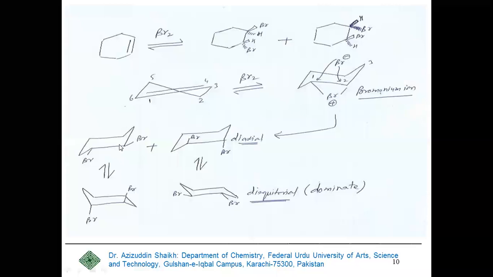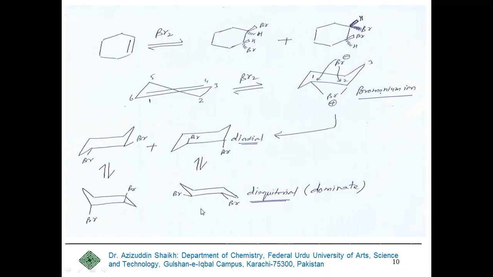Okay, and this is the di-equatorial product, and the diaxial is converted by a reversible process into di-equatorial, and di-equatorial is converted into diaxial products. The di-equatorial product is more stable as compared to the diaxial product. It is dominantly formed. So this is cyclohexene. These are the evidences of anti-addition or trans product formation.